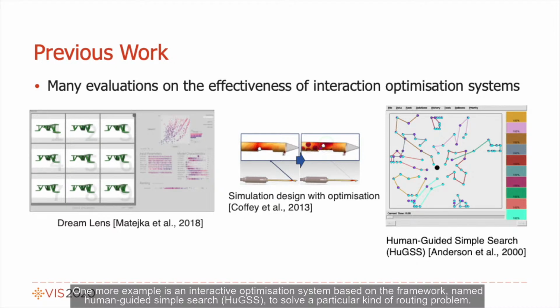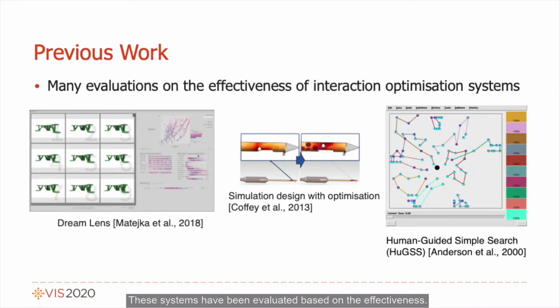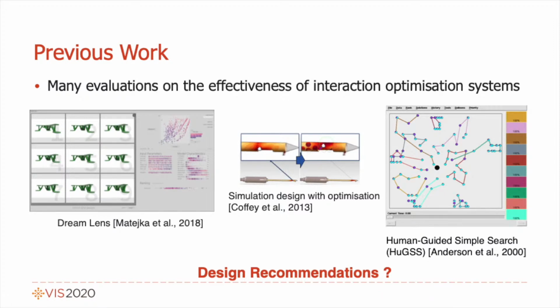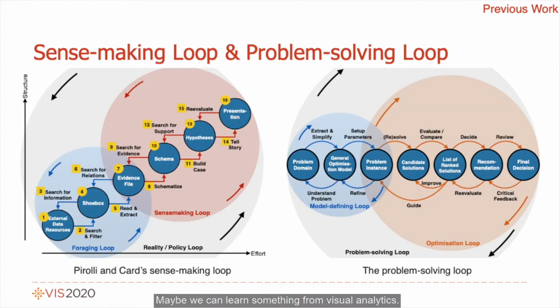One more example is an interactive optimization system based on a framework named Human Guided Simple Search to solve a particular kind of routing problem. These systems have been evaluated based on the effectiveness. However, there is no attempt to develop general recommendations for the design of visualization and interactions in interactive optimization systems. Maybe we can learn something from visual analytics.